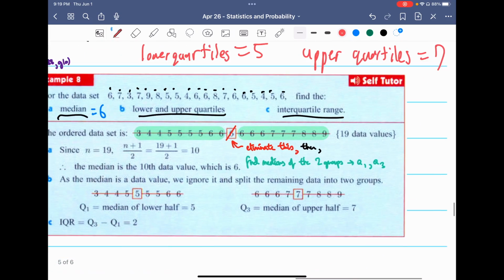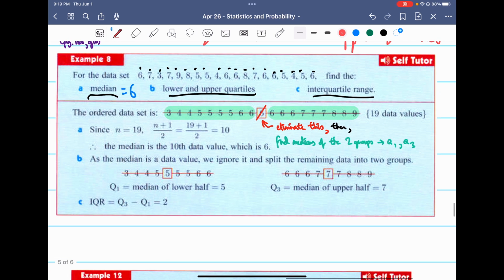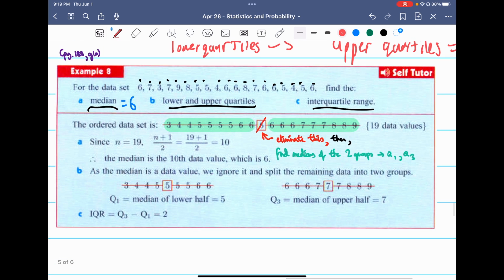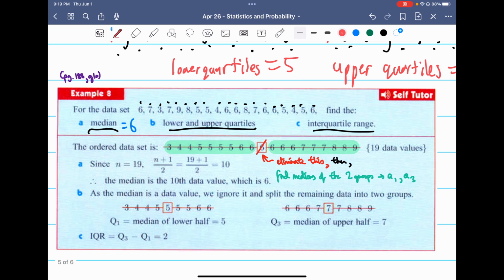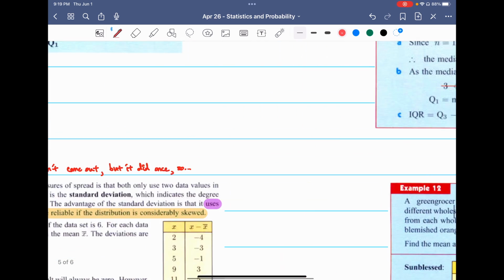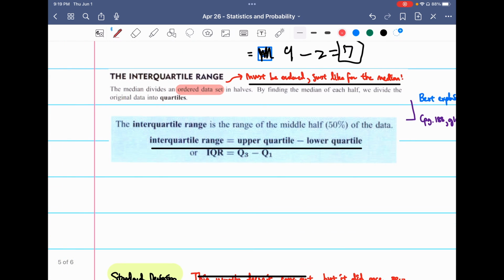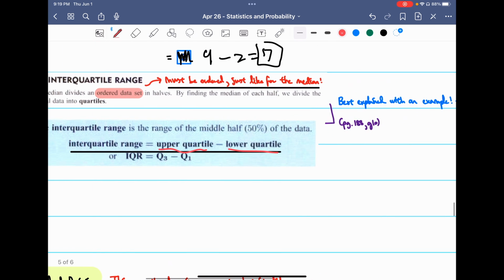is 7. So now that we have the lower and the upper quartile, if you want to find the interquartile range, as the formula states here, it's the upper quartile minus the lower quartile.